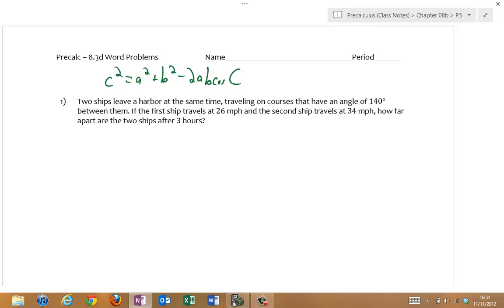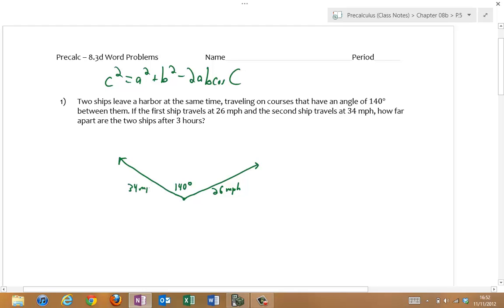Two ships leave a harbor at the same time, traveling on courses that have an angle of 140 degrees. So I'm going to sort of draw a vertex and draw one ship going one way, another ship going another way, and we're going to say that there's 140 degrees in between those two directions. The first ship travels at 26 miles per hour, and the second one travels at 34 miles per hour. How far apart are the two ships after 3 hours?